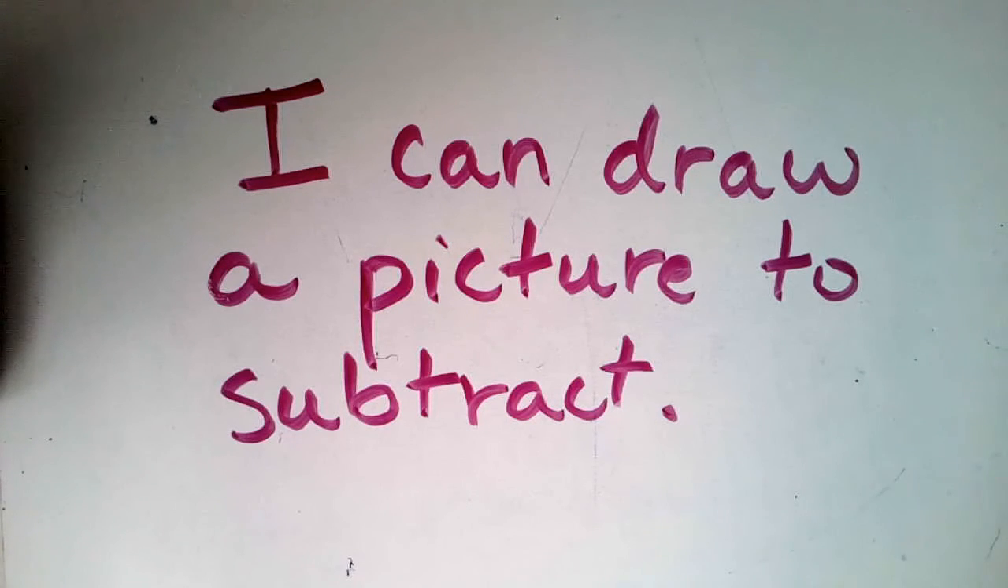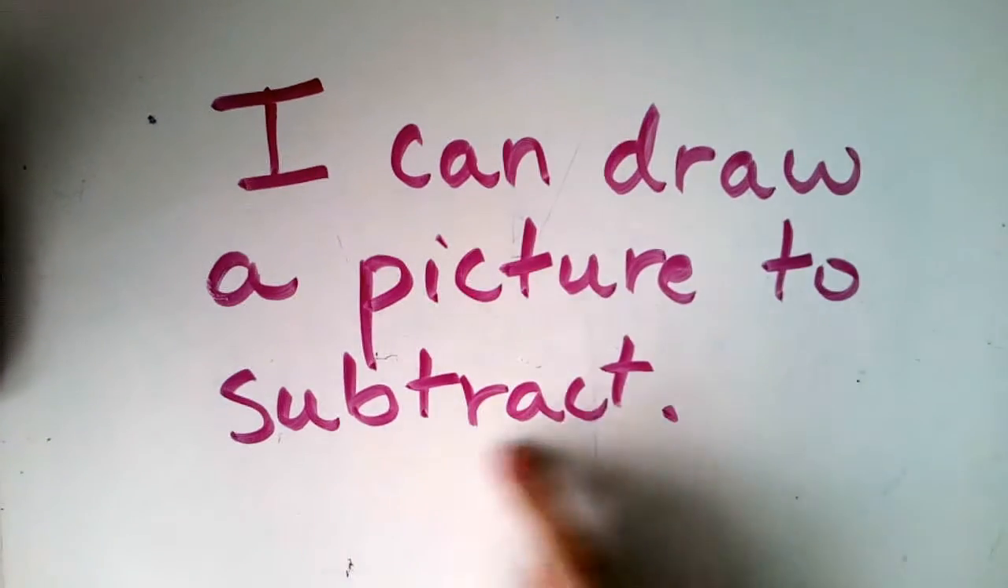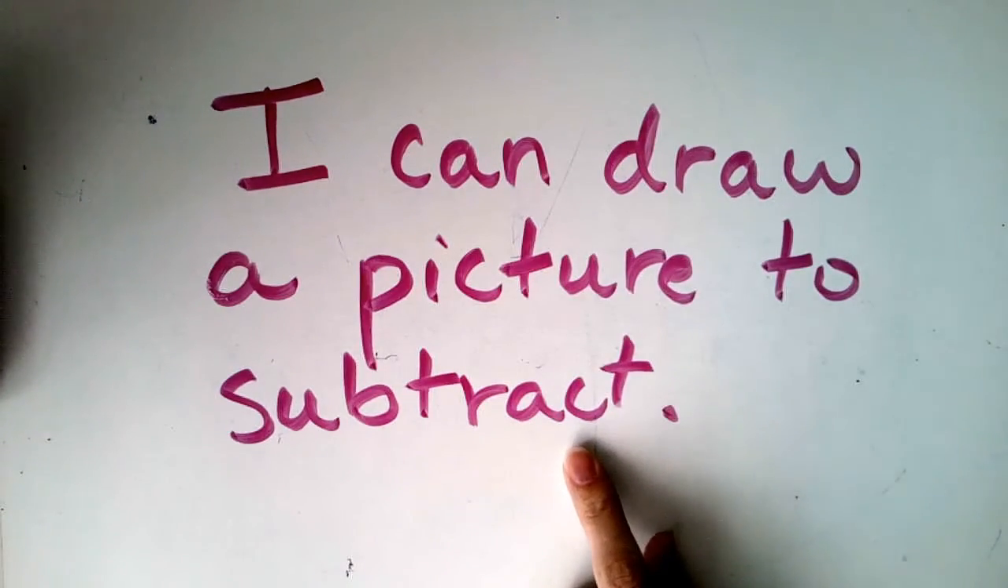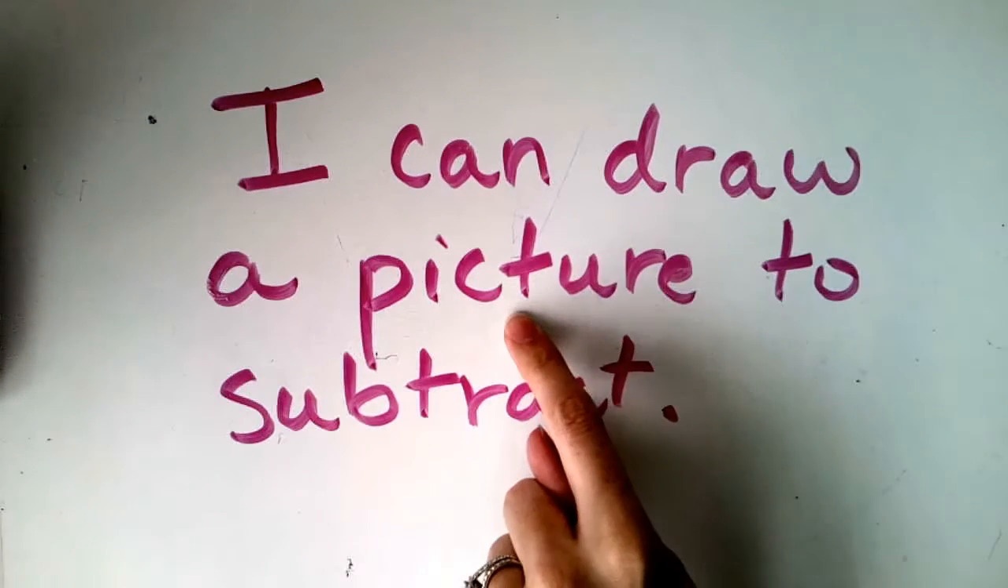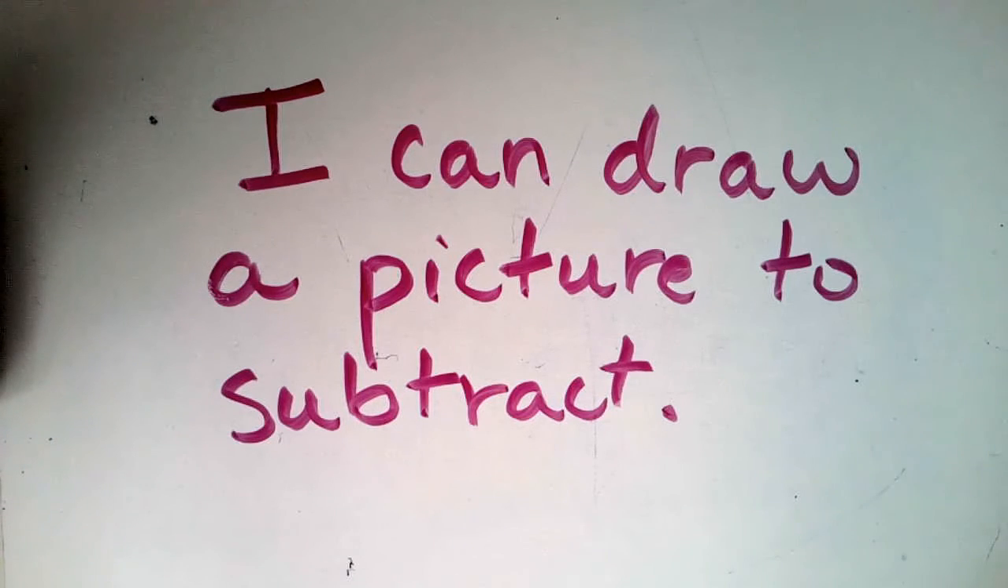First graders, today for math, we are going to continue practicing subtraction. Today's I can statement says, I can draw a picture to subtract. So the strategy we're going to use today is drawing a picture. Okay? So you practiced circling 10 and then subtracting yesterday.